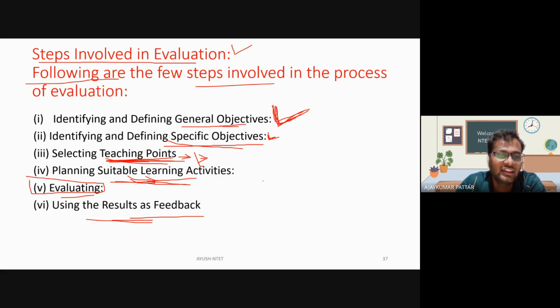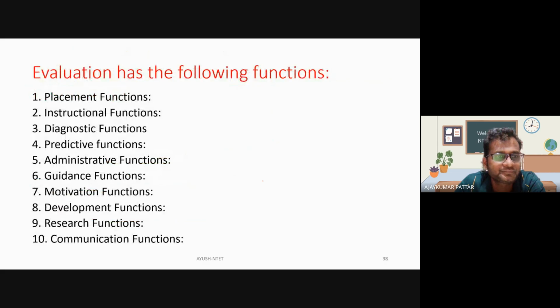General objective रहते हैं, define करता है. Next specific objective तरफ आते हैं, general to specific. Specific में teaching points क्या है, and we will plan according to those teaching points. So for suitable learning activities, teaching points के according, then evaluate करता है whole teaching learning method को, and we will give the result. Then result को हमने as a feedback जैसे use करता है. These are the steps involved in the evaluation.